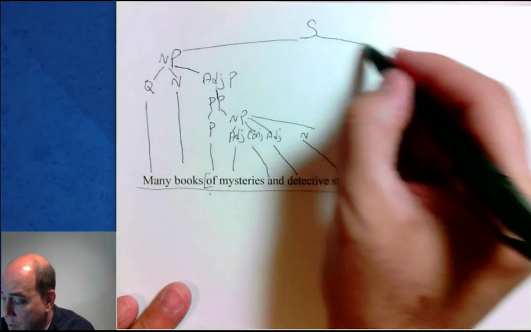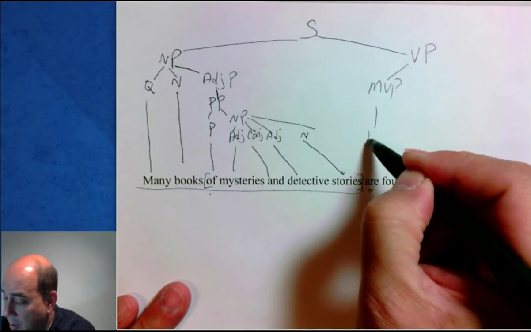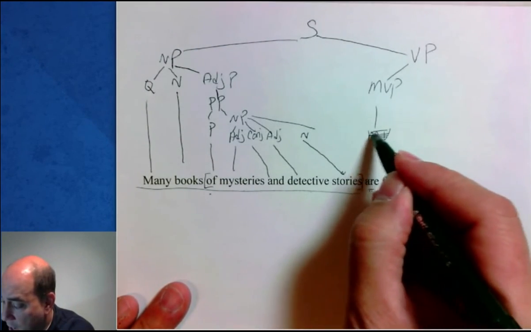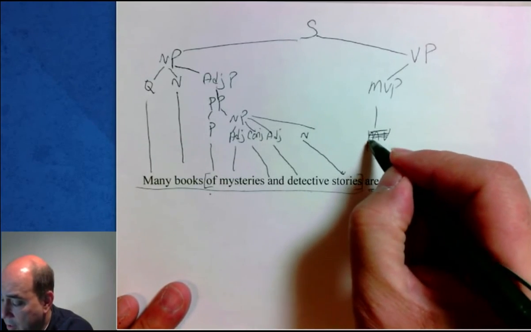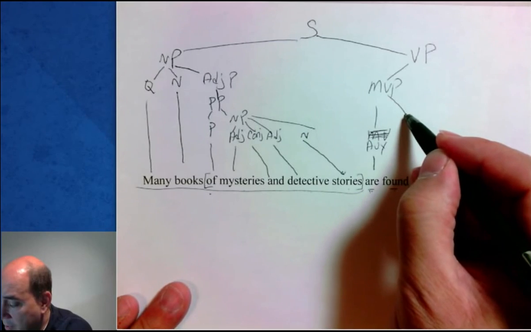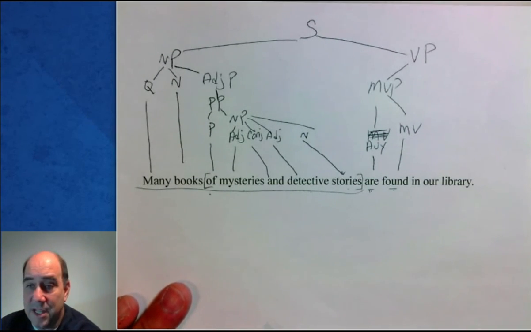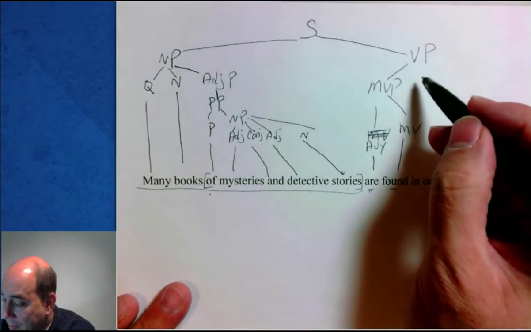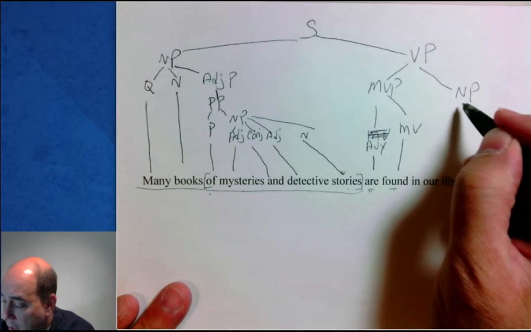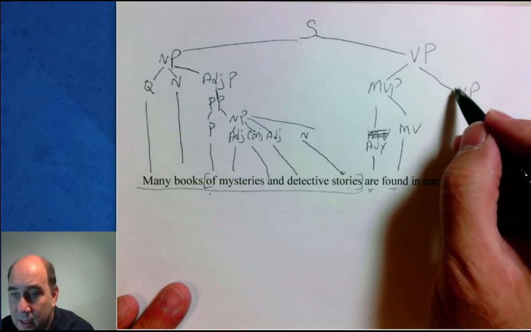"Are found" are your main verbs. We'll come off of here. We do verb phrase, main verb phrase, main verb. Oh, I'm wrong again. Scratch that out. This is an auxiliary, are, and then over here we have our main verb, found. Okay, almost made a mistake there. Off of the verb phrase we also have another noun phrase, and no, we don't. Look at that, another mistake.